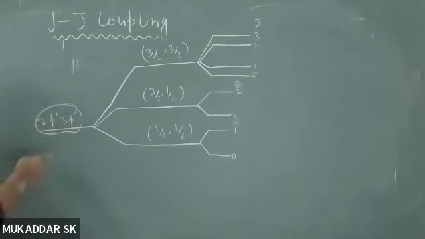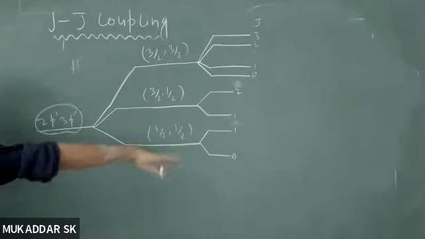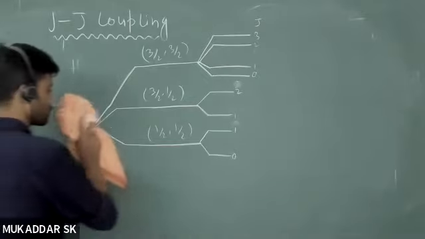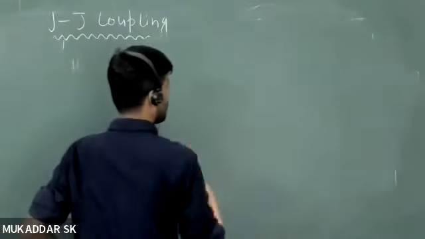So you can clearly see there was only one energy level, and due to JJ coupling you can see how many energy levels you are getting. Okay. This part okay, sir. Now I'll calculate for equivalent electrons.